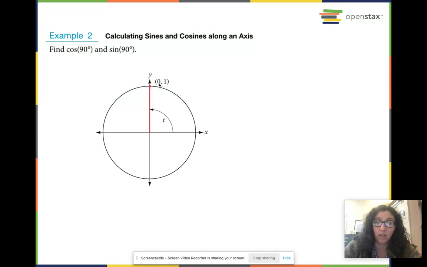This is our cosine value. This is our sine value. Cosine of 90 degrees is 0, the x value, and sine of 90 degrees is 1. We could just think about that. For any of the quadrantal angles, you could probably figure out what the x and y values would be and then know what the cosine and sine values were, right?